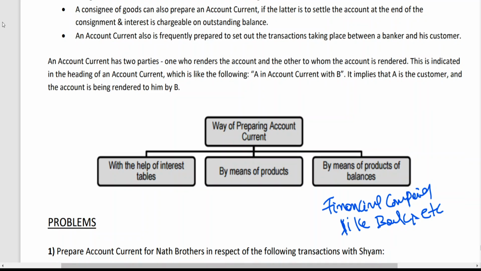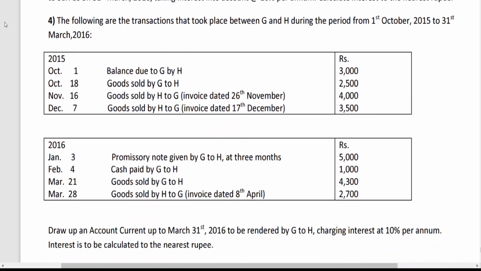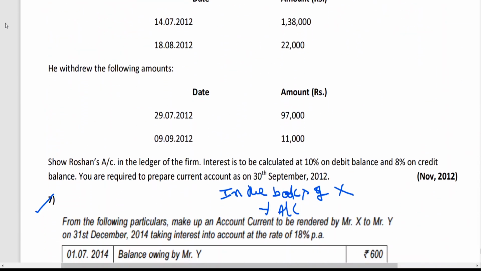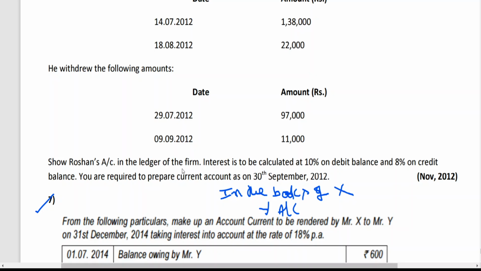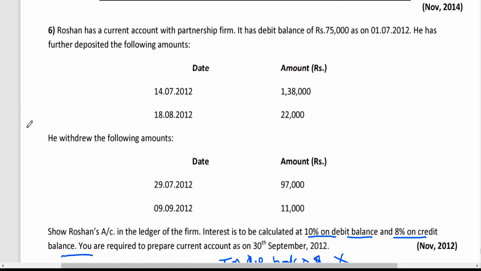Okay, so with that we can conclude this straight chapter. So this is what we are having. On deposit you can see, show Roshan account in the ledger of the firm. Interest to be calculated 10% on debit balance and 8% on credit balance. You are required to prepare account current as on 30th September. So show Roshan account in the ledger. That is what is asked.